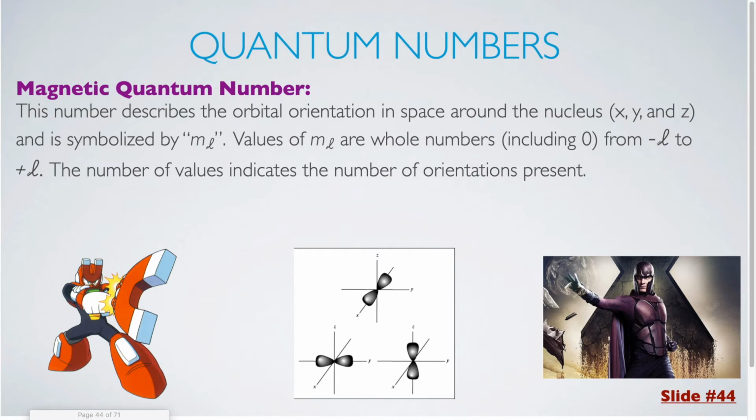The number of values indicates the number of orientations present, or the number of directions in which the orbitals would be pointing. Here you can see 3 p orbitals which are each pointed along a different axis. So this one happens to be along the x-axis, this one is along the y, and this one is along the z.